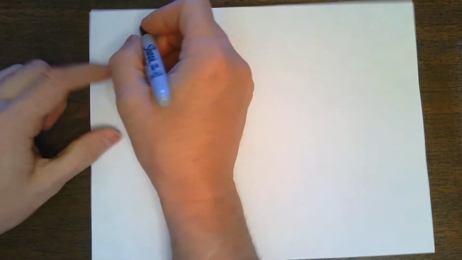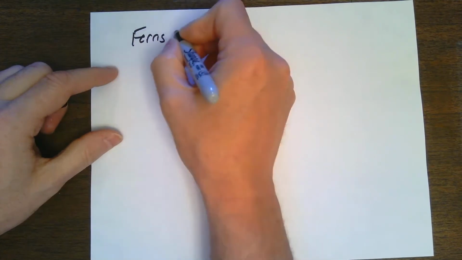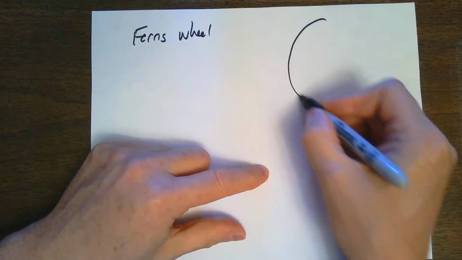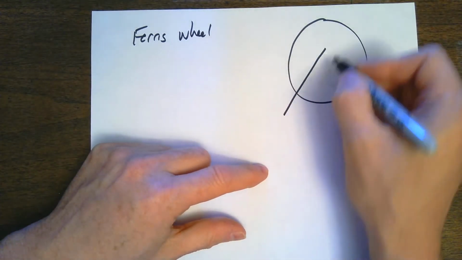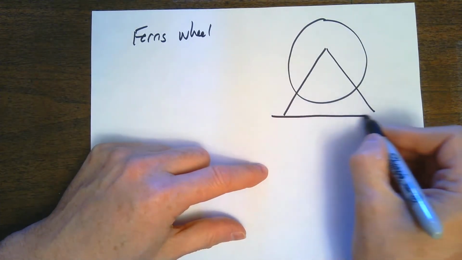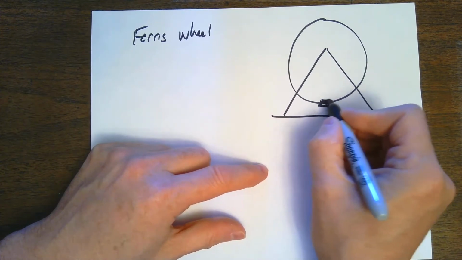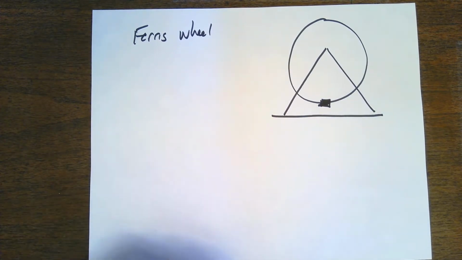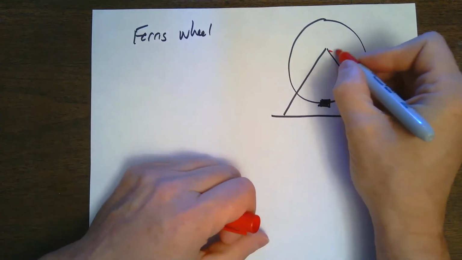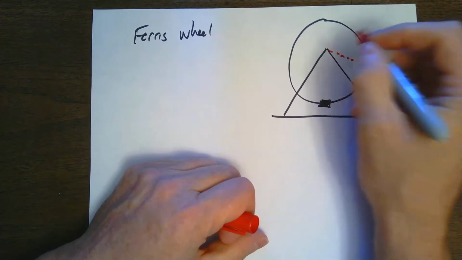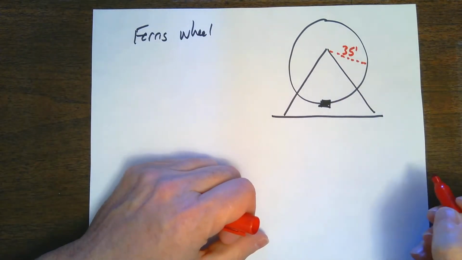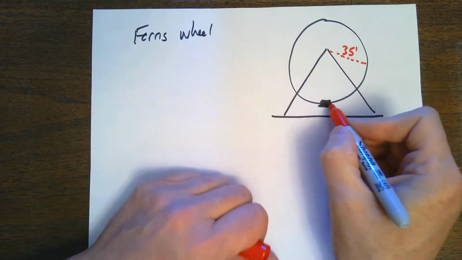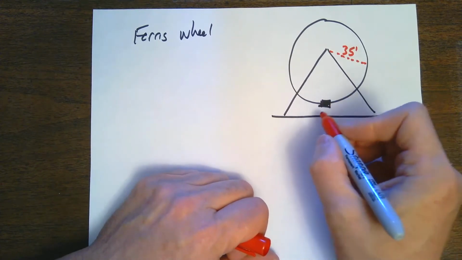The next classic type of sinusoid is a Ferris wheel. Suppose I have a Ferris wheel and I'm going to tell you a couple things about this Ferris wheel. For example, I'm going to tell you that the radius is 35 feet. The rider gets on at the base. This is where the rider gets on.